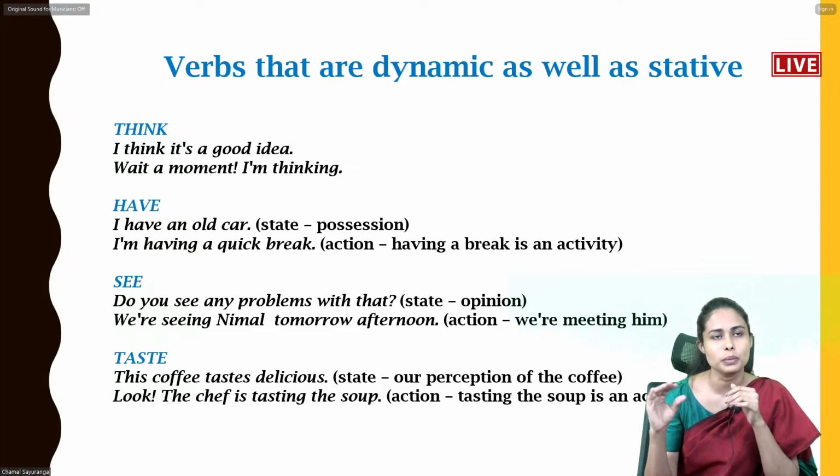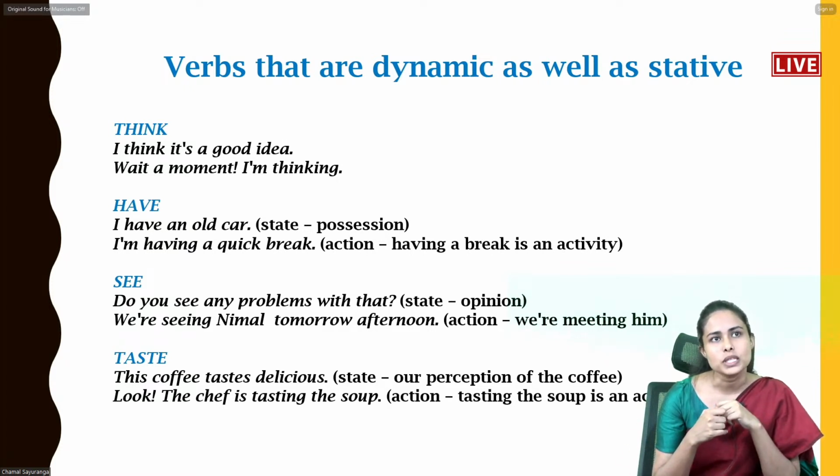Action: having a break is an activity, right? I am in the process of having a break. Do you see any problem with that? State or opinion: my opinion. We are seeing Nima tomorrow afternoon, right?